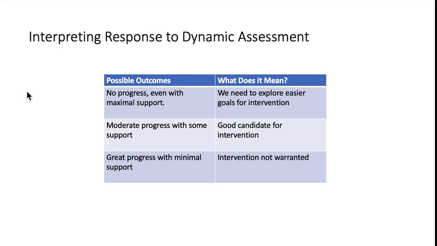It wasn't maximal support, it wasn't minimal support. Minimal, I would say auditory only. But with that visual cue, I would say I gave him moderate support and he made good progress. He didn't get everything absolutely correct with that. So he's in that middle category where we would say this is a good candidate for intervention. So that is our process of using dynamic assessment to help us make more confident decisions about diagnoses for those exhibiting difficulties in the area of speech.